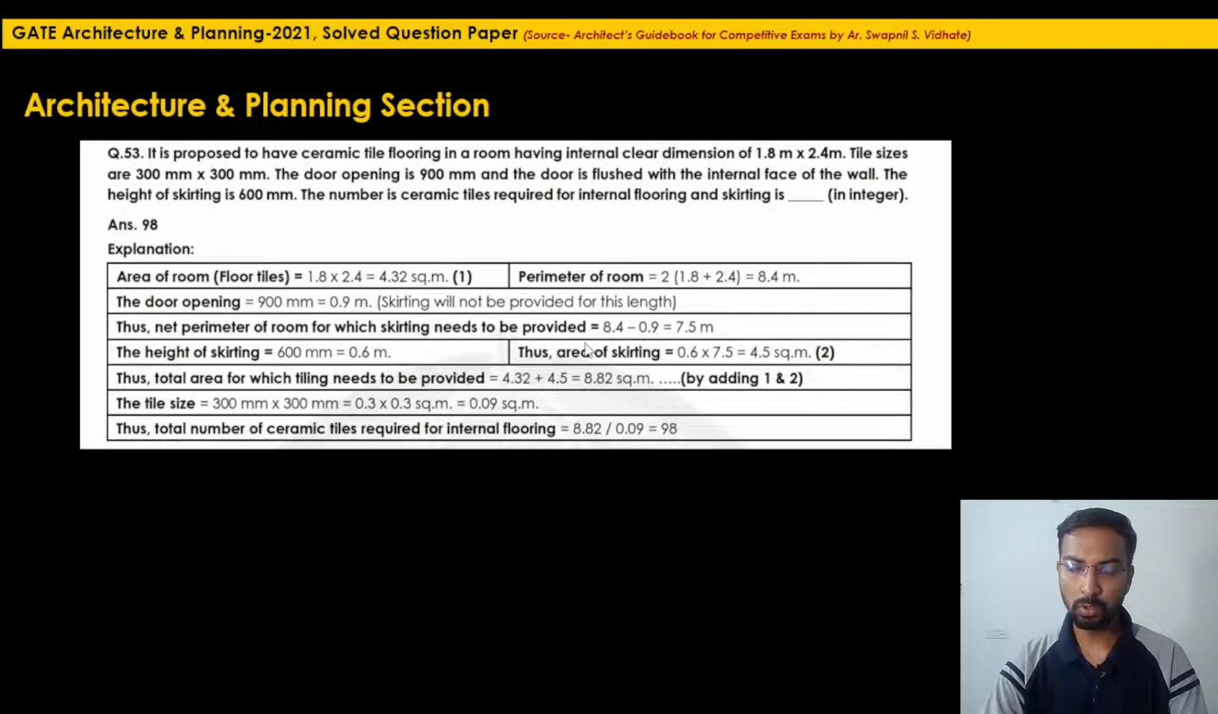Again, this was a 2 marks question, and very easy to solve. Just convert the units into a single unit and identify the answer. So here we have achieved 72 marks. Okay, let's go to the next question, question 54.